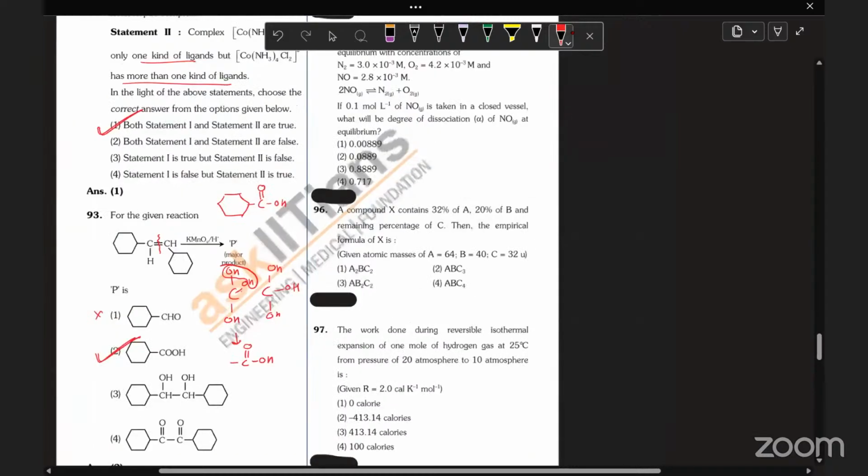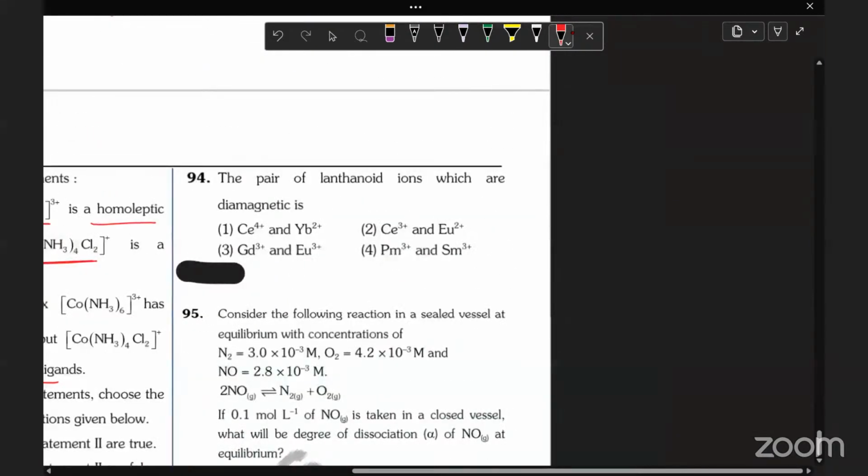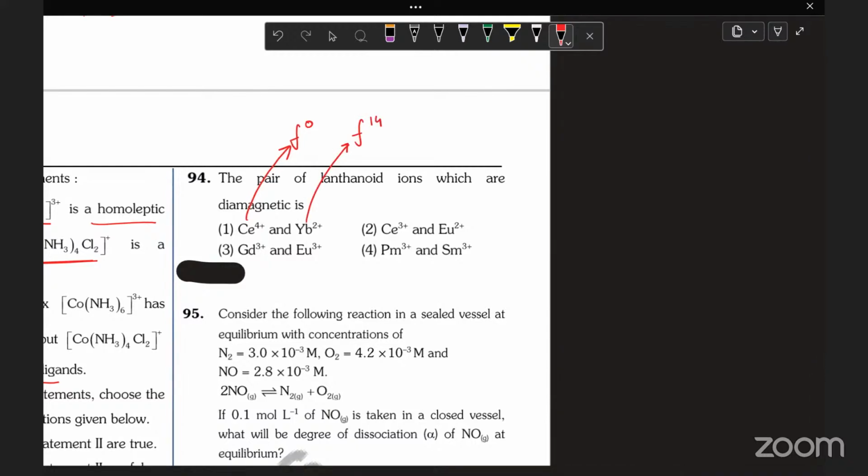Great. Moving on to the next one, the pair of lanthanoid ions which are diamagnetic. I would recommend leaving this question if you do not know the oxidation states and the electronic configurations of the lanthanoids. But just to solve this, Ce4+ is f0, ytterbium 2+ is f14. Both of them are diamagnetic in nature, and that's why this is going to be the right answer. This is also a question where either you know it or you do not know it. No chance of flukes or any calculation. So that's what the correct answer is. This is the second question that I'm going to leave.